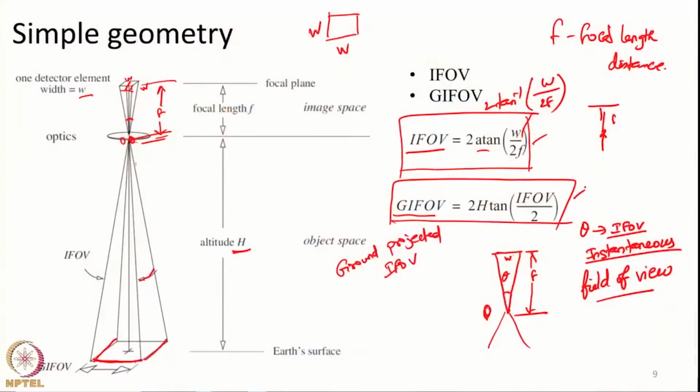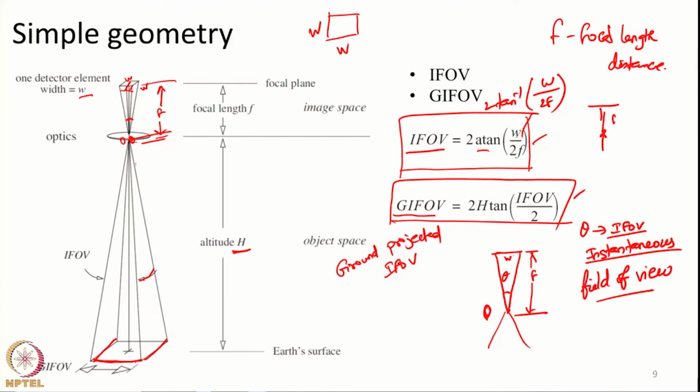So, two terms we introduced now. One is IFOV, the plane angle subtended by the detector element on the ground, which is determined by the physical size of the detector and the focal length of the system. Based on this angle and the orbital height H, we can determine the ground distance covered by this particular detector element for each side, and that ground distance covered we call the ground projected IFOV or GIFOV. The formulas of both are given here.